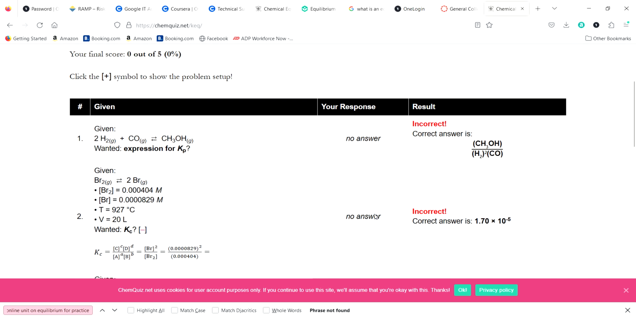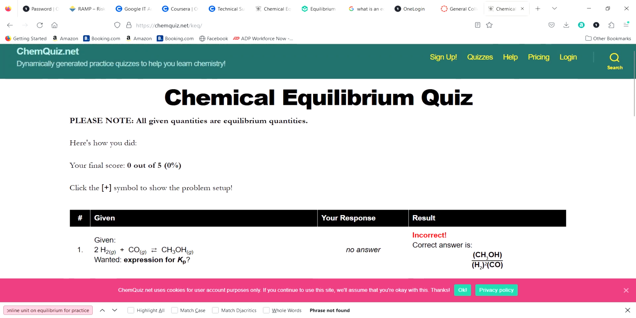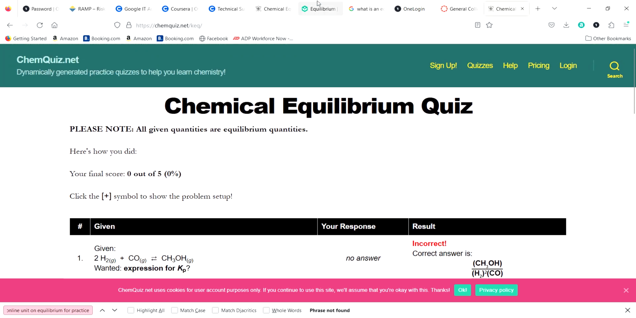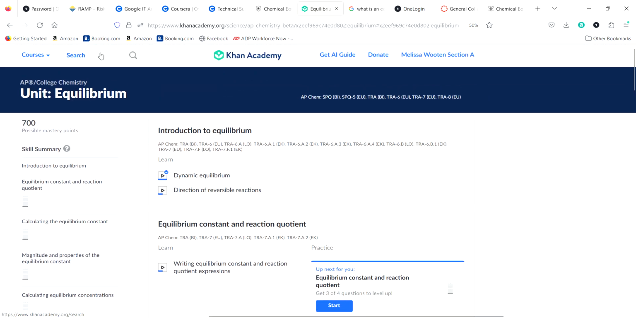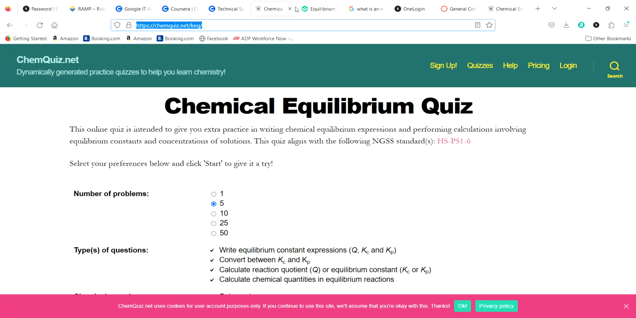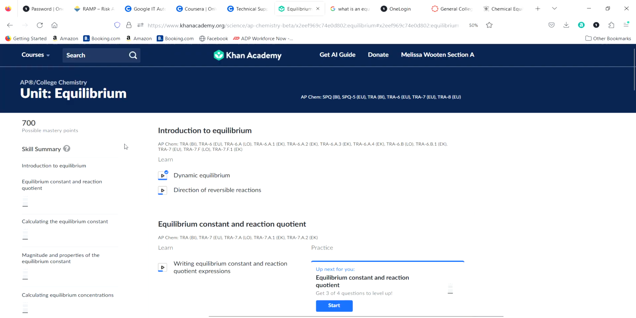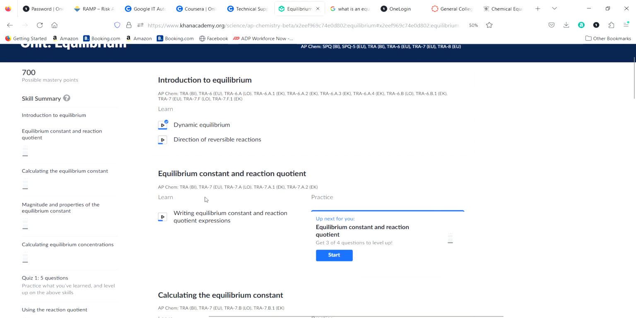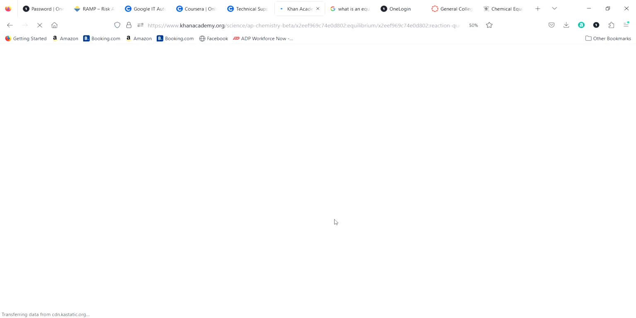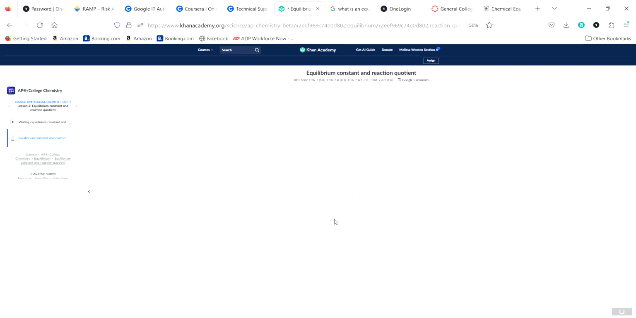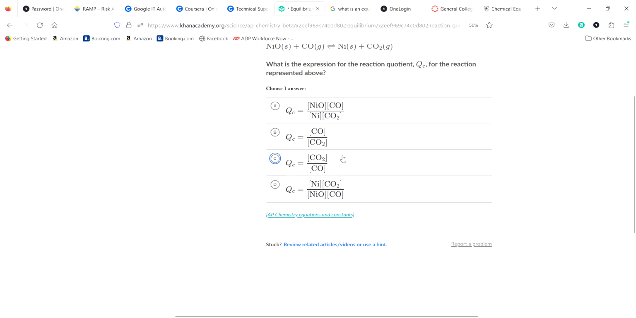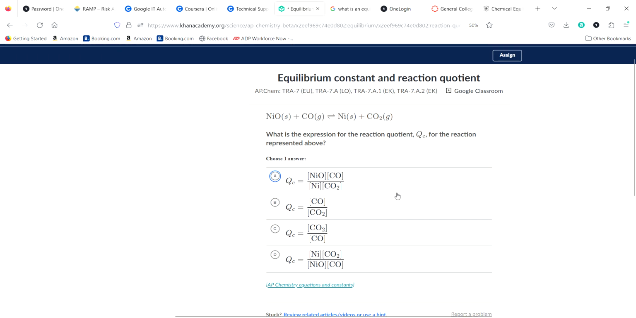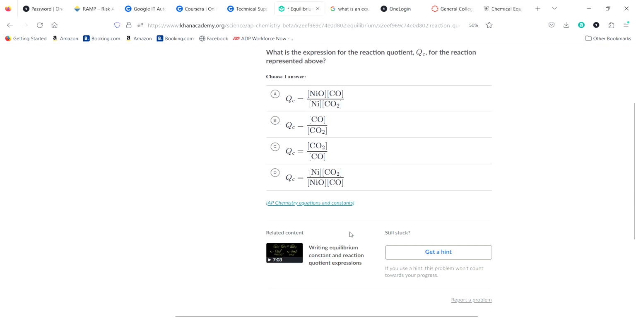Now I want to show you one more way to practice, right? Again, we're talking about equilibrium. I just searched for equilibrium on Khan Academy. Right? And this also has practice problems for you. Okay? So you click to start, and let's go. And then it'll ask you some practice questions, and then you can get a hint.